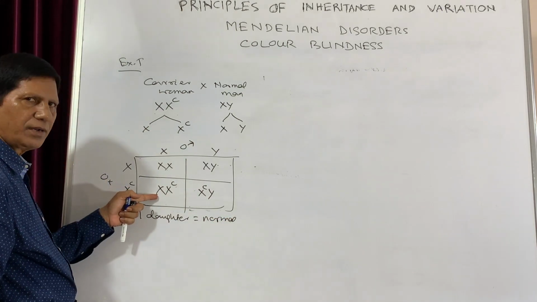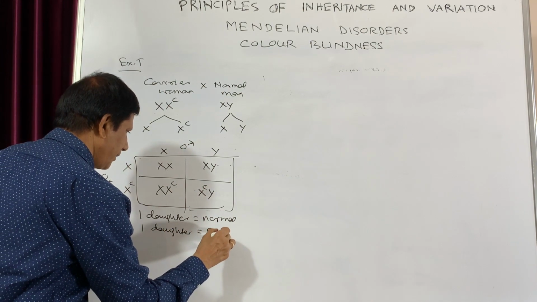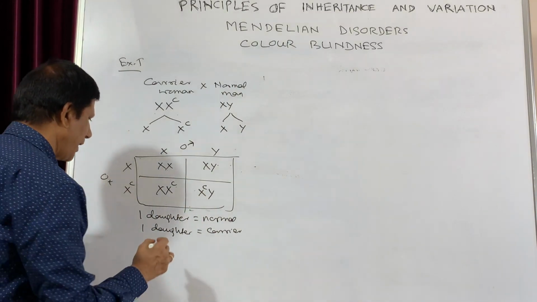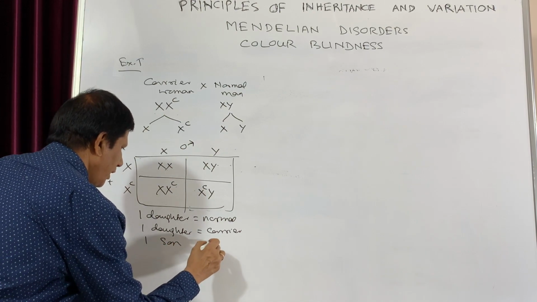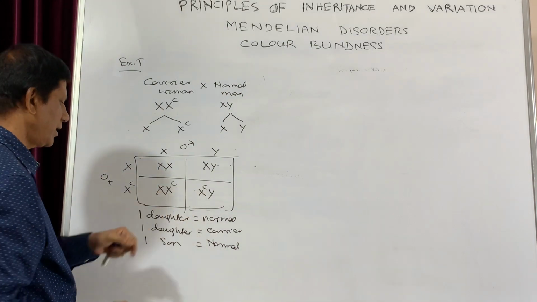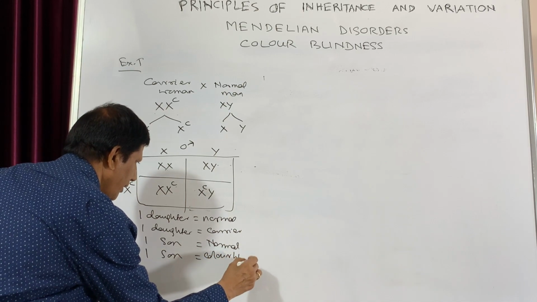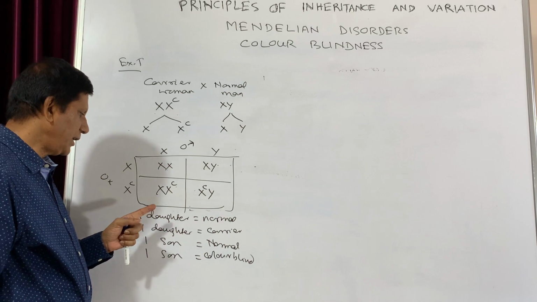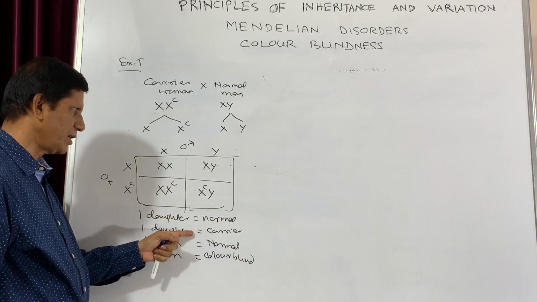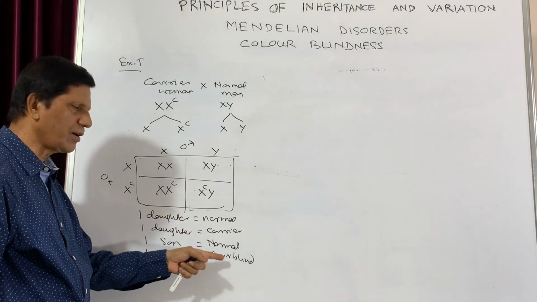And what about this daughter? Carrier. One daughter is carrier. Now come to sons. What about this son? This son is normal. Means one son is normal. And what about the other son, this son? This son is colorblind. So one son is colorblind. That means out of the daughters, 50% daughters are normal, while 50% daughters are carriers. And out of the sons, 50% sons are normal, while 50% sons are colorblind.